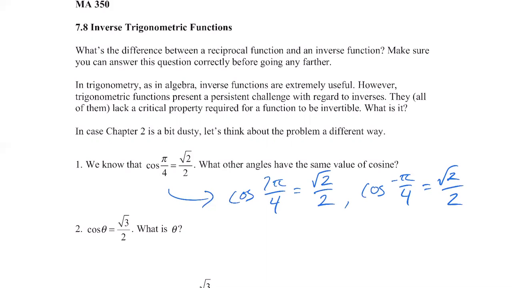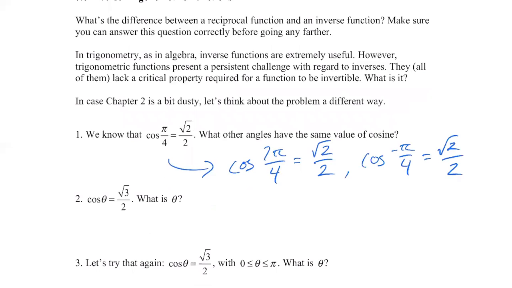We could draw this out on the unit circle. It's all those angles that have the same coterminal side. So, negative pi over 4, 7 pi over 4, etc. Now, let's move on. Let's keep this idea in mind.